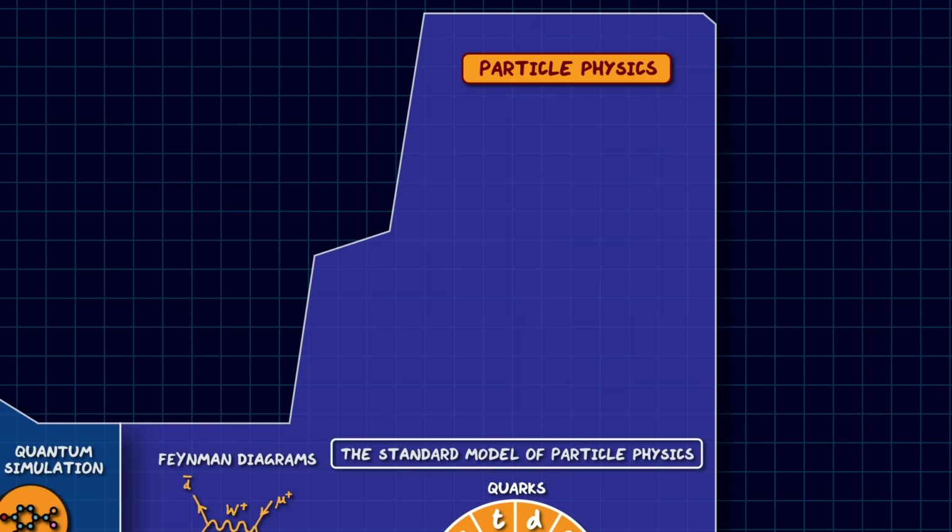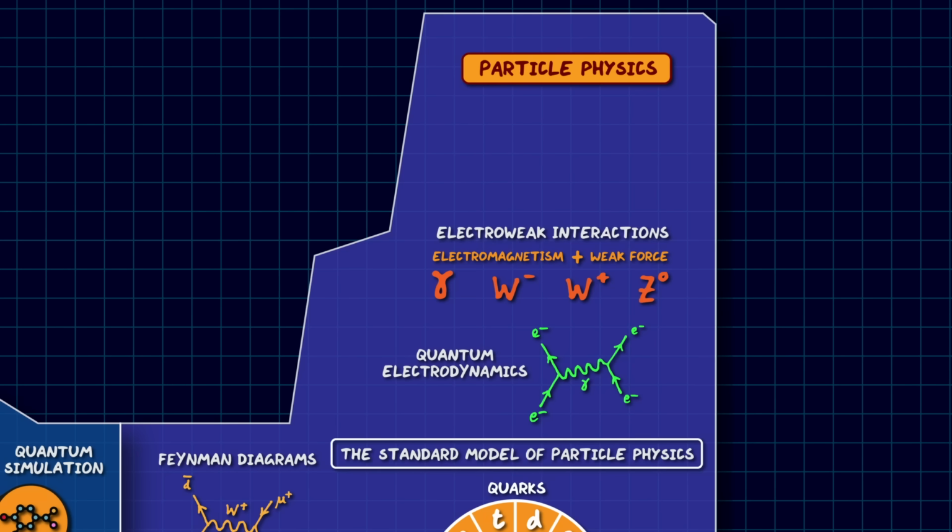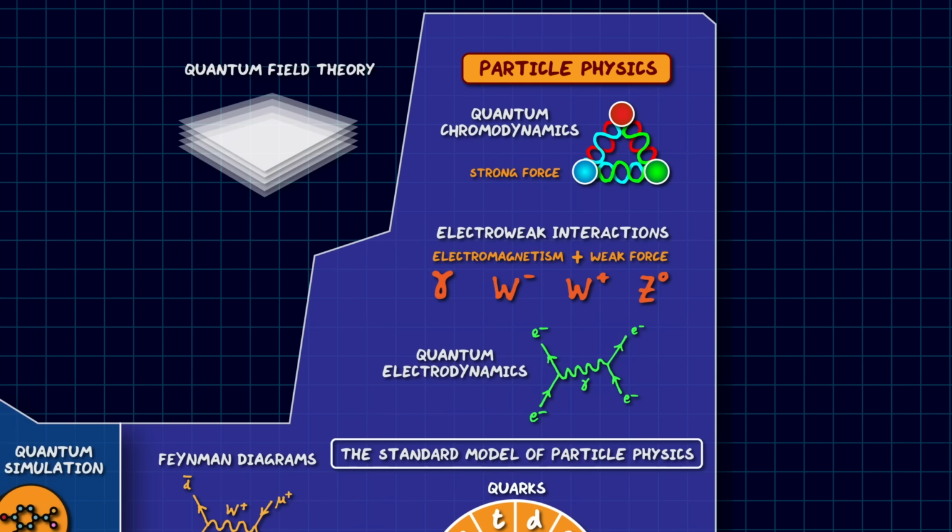The theories of the standard model include quantum electrodynamics, which describes the electromagnetic force, electroweak interactions, which includes the weak force, and quantum chromodynamics, which also describes the strong force. In the standard model, these are all quantum field theories, where particles are understood to be excitations of quantum fields, which also govern how the particles interact with each other.